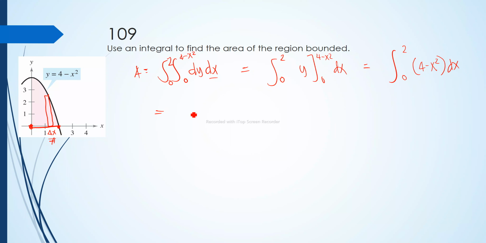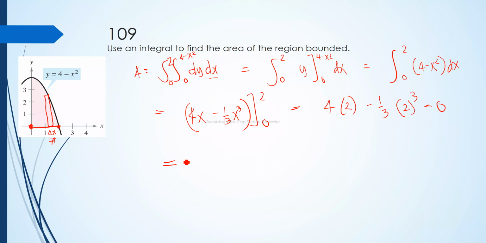Okay, from there, you have 4x minus 1/3 x cubed to be evaluated from 0 to 2. So 0, the lower limit gives 0. We have 4 times 2 minus 1/3 times 2 cubed minus 0. And you can get the area is equal to 16 over 3.